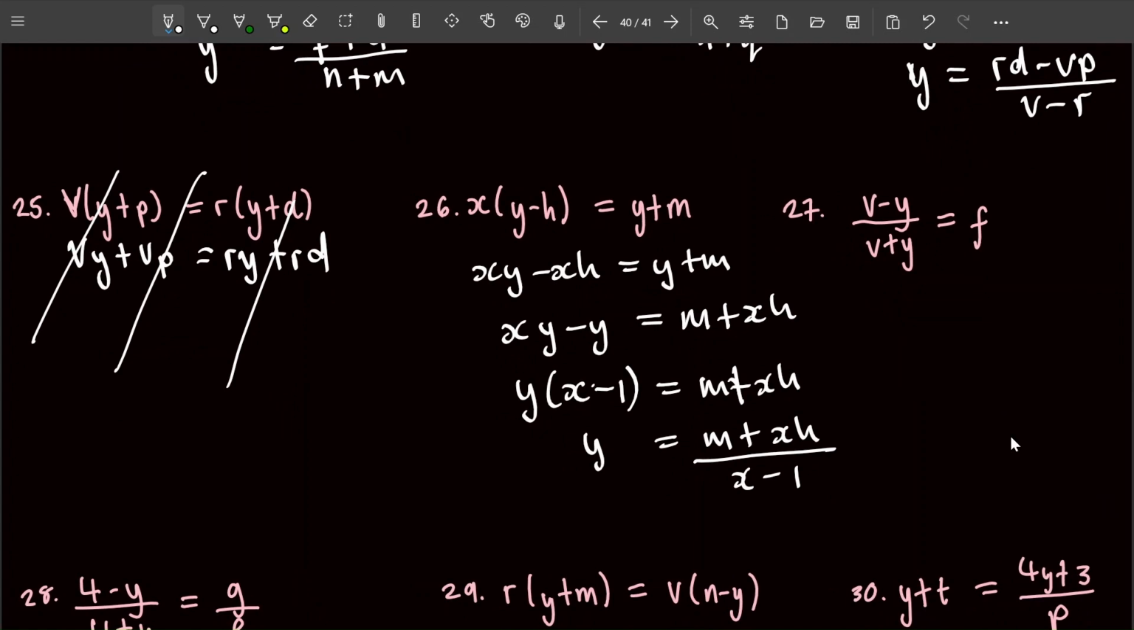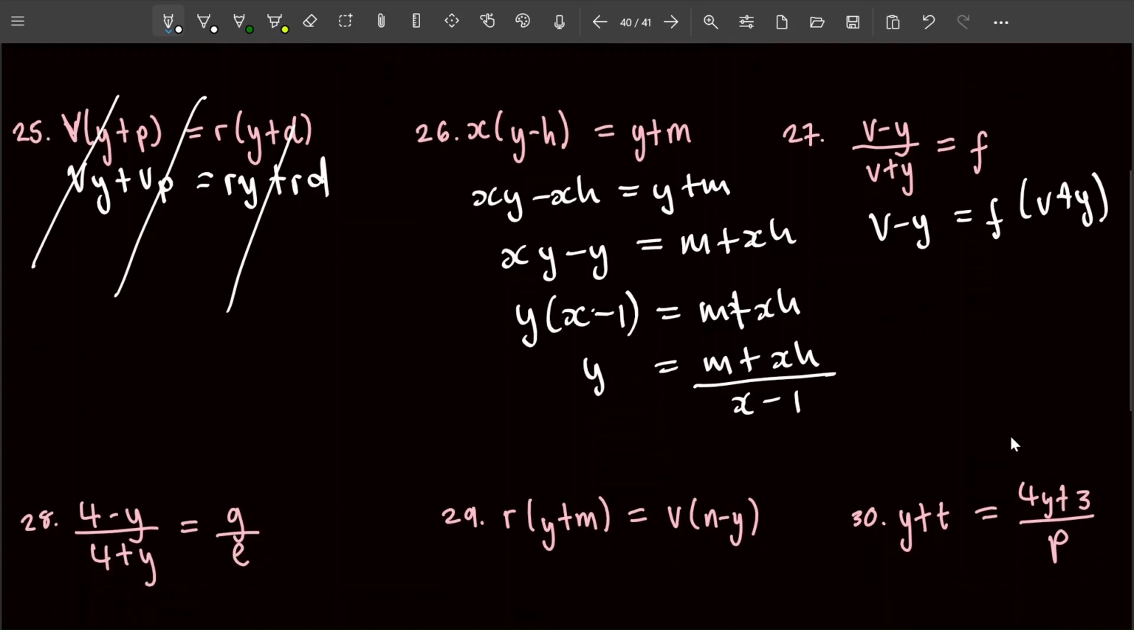Questions? I don't think so. All right. Now we have another one, number 27. V minus y over v plus y is equal to f. What do I do now? Well, I have to break the fraction because my subject is in a fraction here. And how do I break the fraction? I take the denominator to the other side. So I'm going to have v minus y is equal to f multiplying v plus y. Like that. And then what do I do?